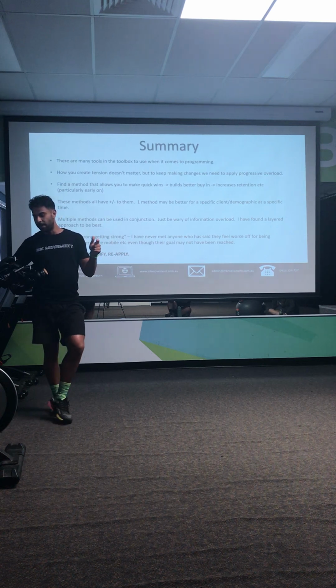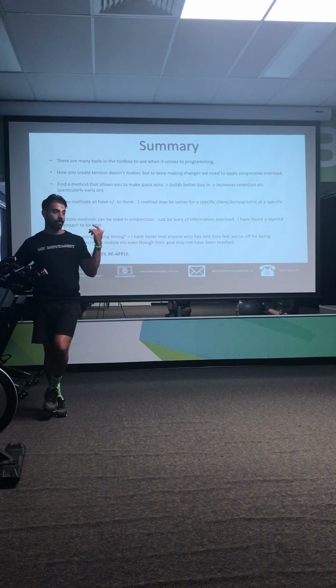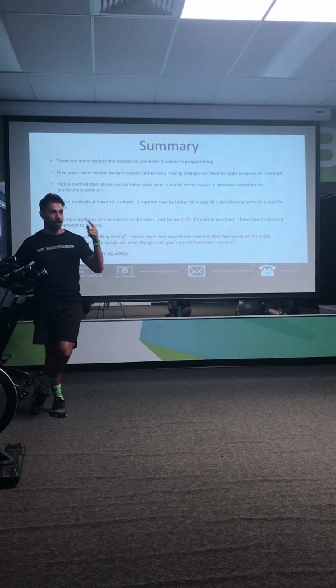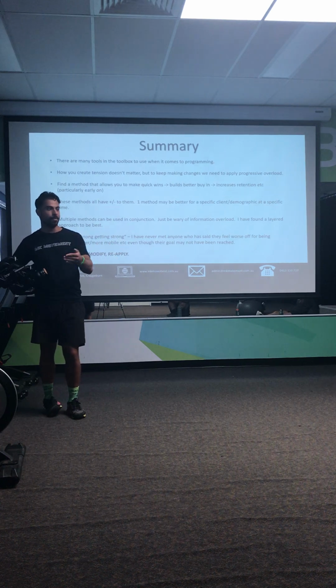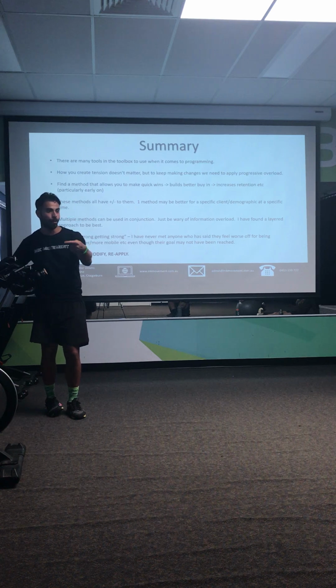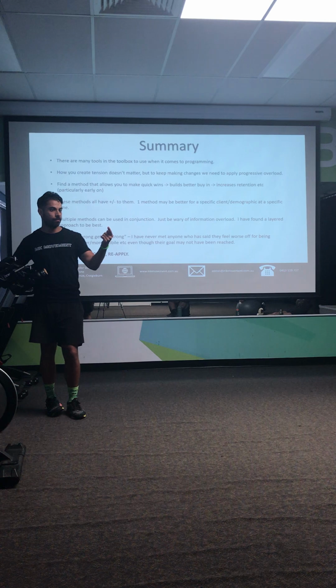Multiple methods can be used in conjunction. Just be aware again of information overload, so not adding too many layers to people's programs, and making sure that what you're trying to do with them from a stimulus point of view, they understand based on the model that you've given them. You're not giving them too many bits of things to think about when they come in and train. Give them one thing and make them get really good at it. And then if they understand that really well, you can start to add in another small component if you feel like that is relevant.